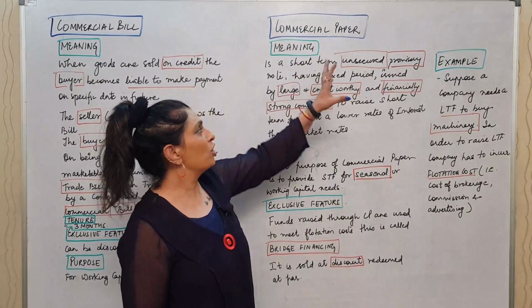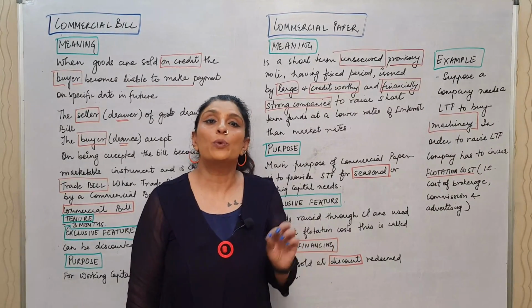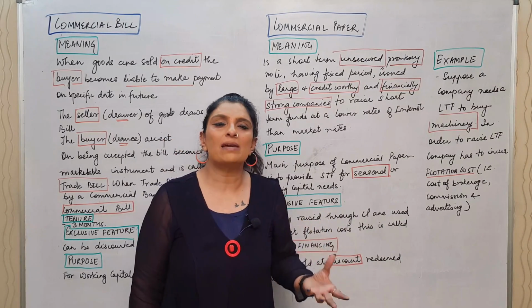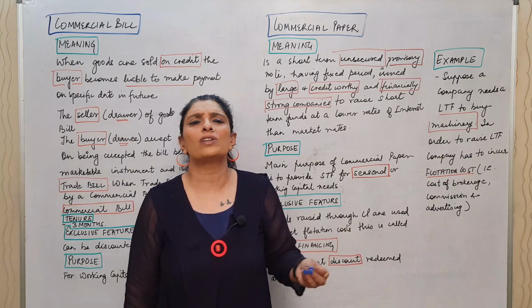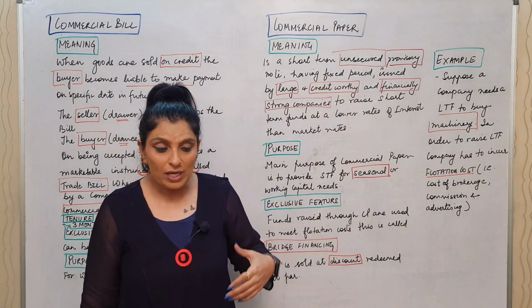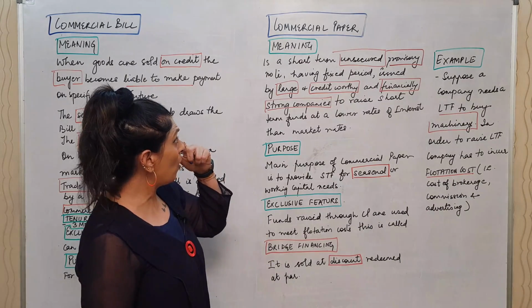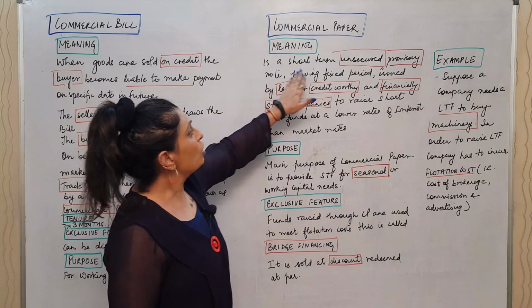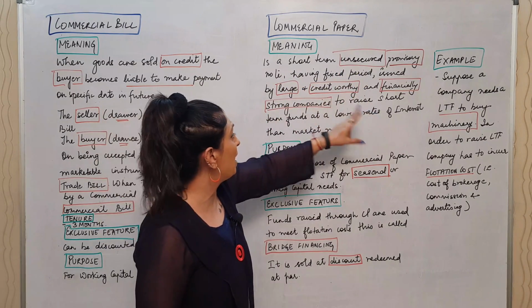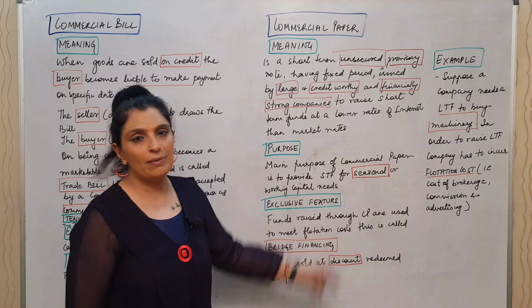Next we talk about commercial paper. Very highly credit rated or creditworthy companies issue commercial paper. Companies like Reliance, which sometimes need working capital finance, issue a commercial paper for the purpose of filling the working capital requirement. Now when we talk about commercial paper, we say it is a short-term unsecured promissory note having a fixed period, issued by large creditworthy and financially strong companies to raise short-term funds at a lower rate of interest than market rates.